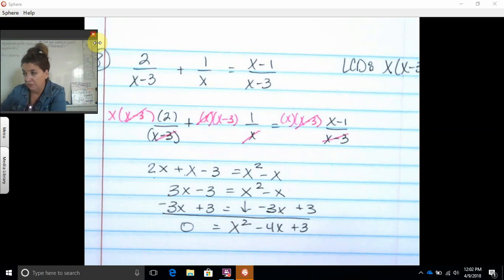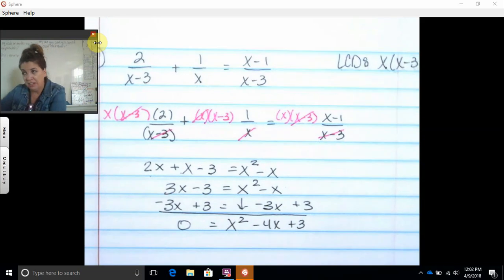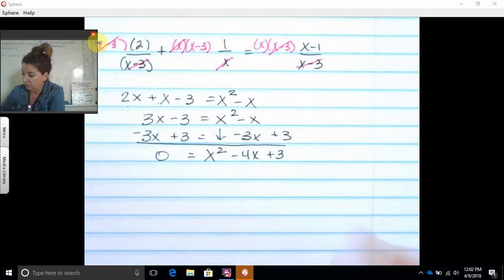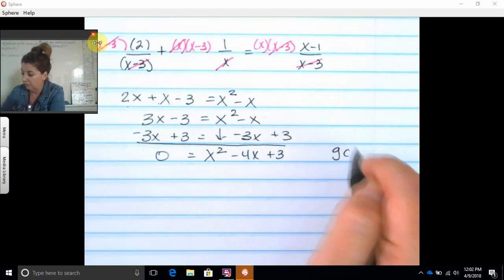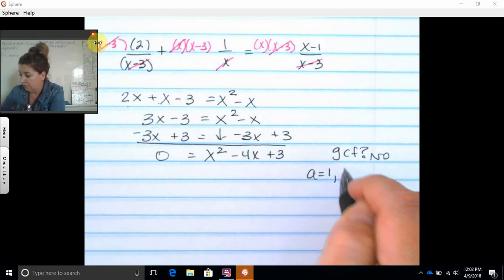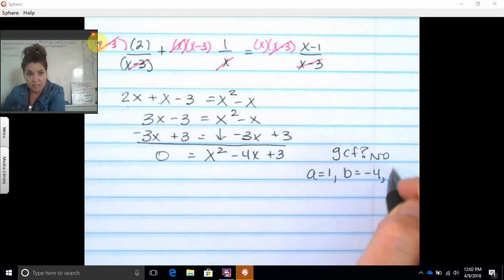To solve, factor. Factoring doesn't always work. Quadratic formula always works. Completing the square always works. But I'm thinking I might be able to factor this one. Is there a GCF? Nope, not today. A is 1, B is negative 4, and C is positive 3.